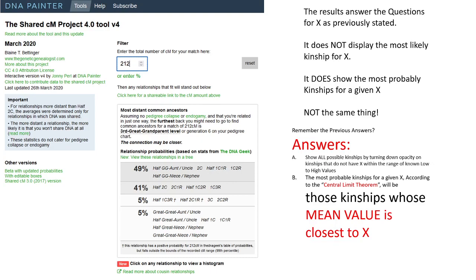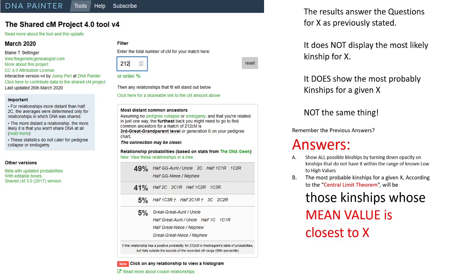Because I saw some anomalies, and I thought, well, maybe there are just some errors here and there. It's a great tool. Let's go with it. It's not an error in the tool at all. It was an error in my understanding of what the tool does and represents to me, and probably an error in what you are thinking as well. All right. So those kinships whose mean value is closest to X is what you're seeing here.